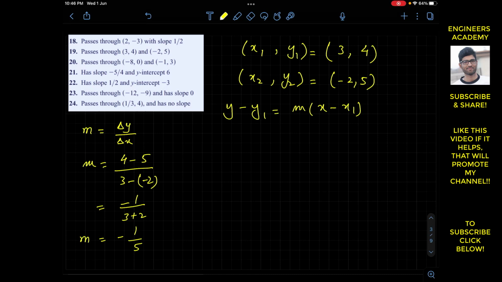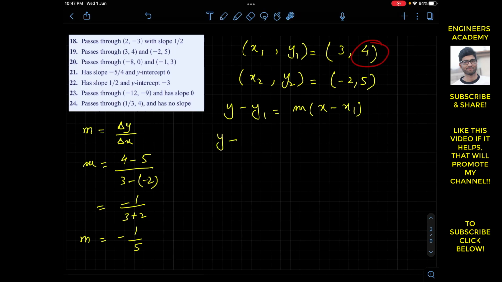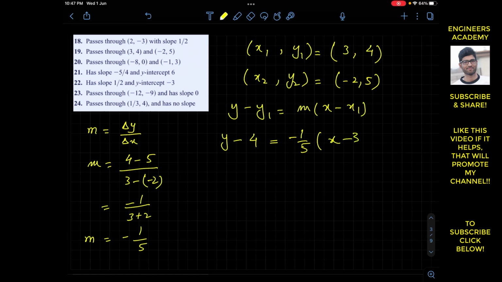Now once we know the slope, we can put any of these 2 points in this equation. If I put in this point, we will have y minus y1. y1 is 4, the slope is minus 1 divided by 5, and x1 is 3. So this is y minus 4 equals minus 1 divided by 5 times (x minus 3).